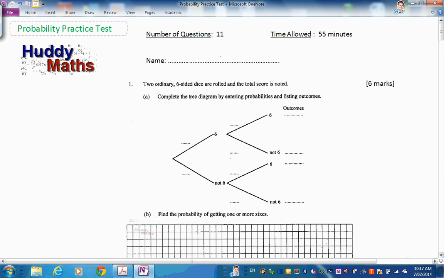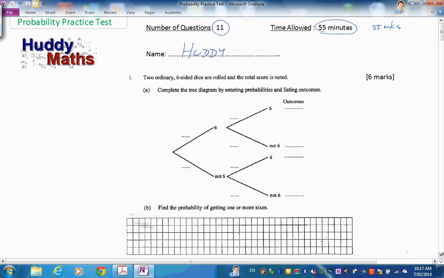Well, here's a chance to test yourself, the probability practice test. There are 11 questions, 55 minutes work for 55 marks. The IB allocate 1 mark per minute. Put your name on the top, and what I'm going to do is show you the questions, pause the presentation, check your answers, and then go forward with the presentation. I'll go through all the solutions and the mark scheme.